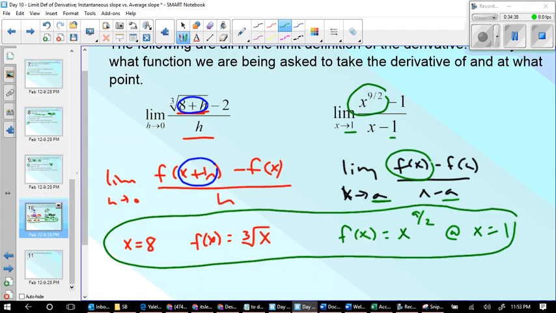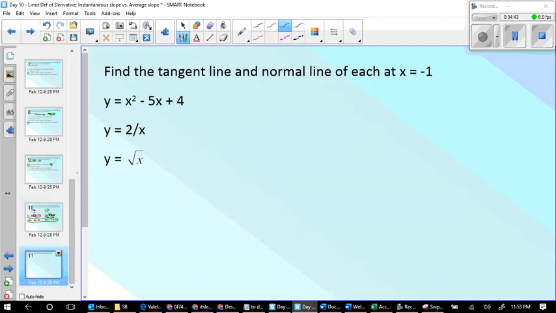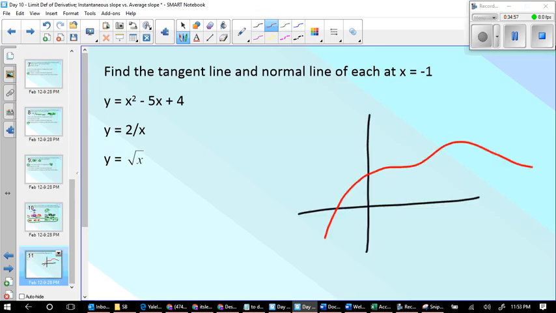Last thing I want to talk about in this video are tangent lines and normal lines. Real quick, what is a tangent line? What's your definition of a tangent line? Well, most of you probably said a tangent line crosses or only hits the graph at one point. Okay, so here's a point.